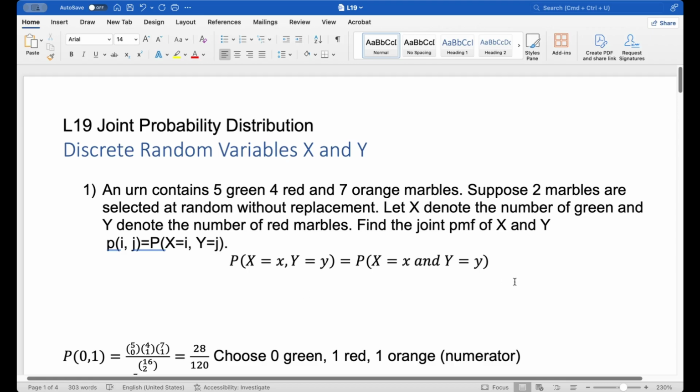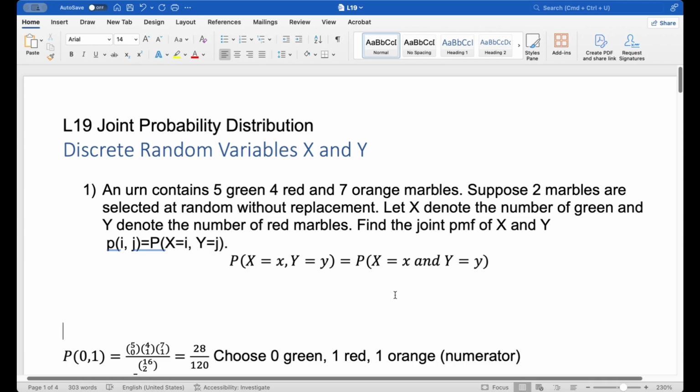All right, so let's take a look at some of the situations here. What would P of 0, 1 represent? That would mean X is 0 and Y is 1. So the number of green is 0 and the number of red is 1. Now, we're not directly keeping track, but by default there's going to have to be a second selection, so that second one will have to be 1 orange.